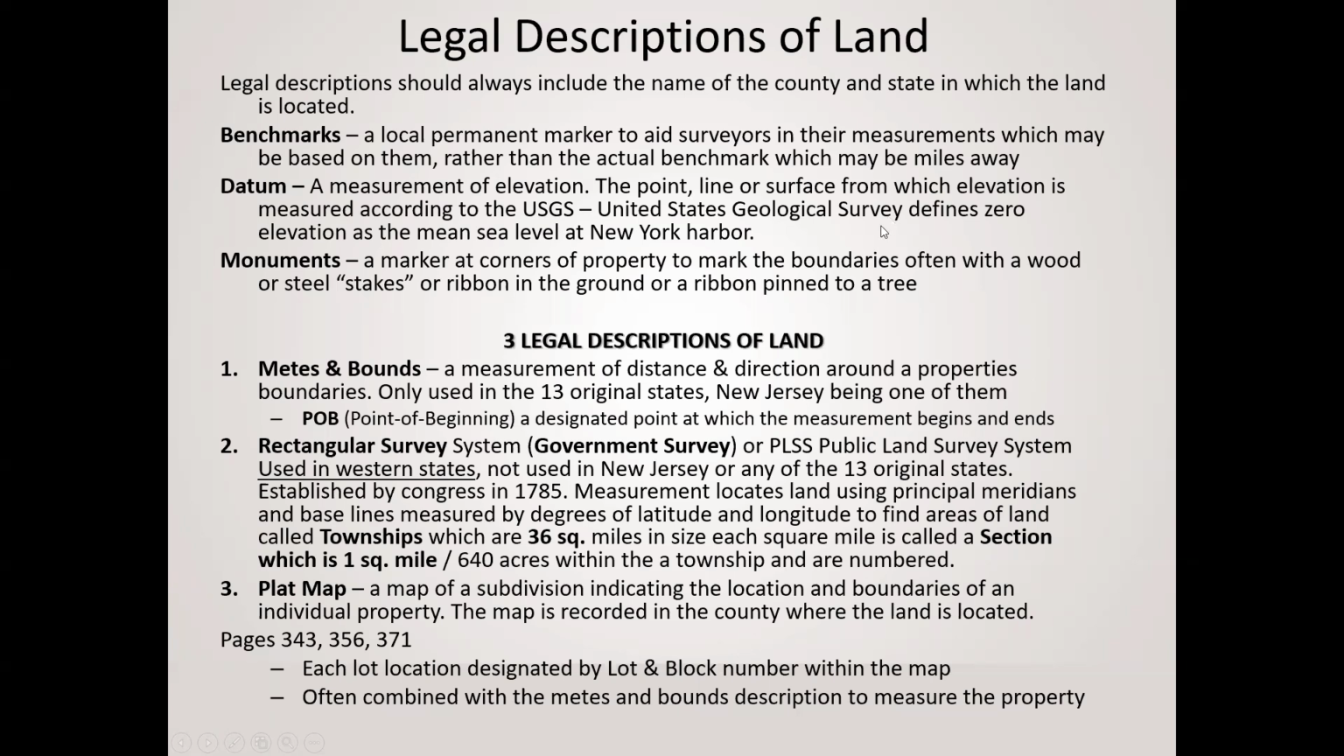They own that satellite. Now, they define zero elevation as the mean sea level at New York Harbor. No, the sea is not angry. That's not what the mean means. The mean means that it's the average sea level, discounting the outliers where we have higher sea levels because of storms temporarily. Now, monuments are markers at the corner of a property that mark the boundaries, often with wood or steel stakes or ribbons in the ground or attached to a tree.